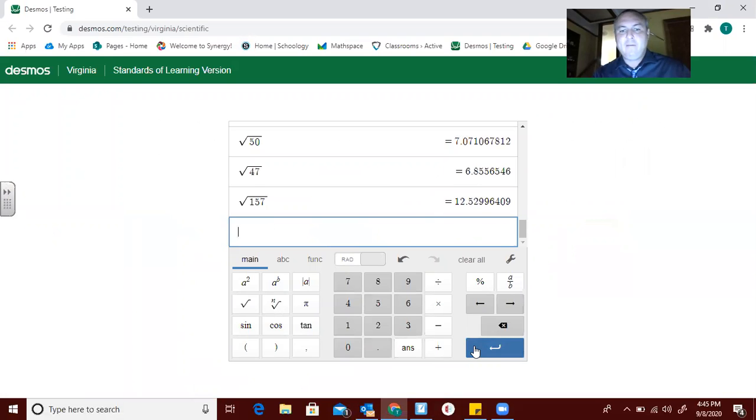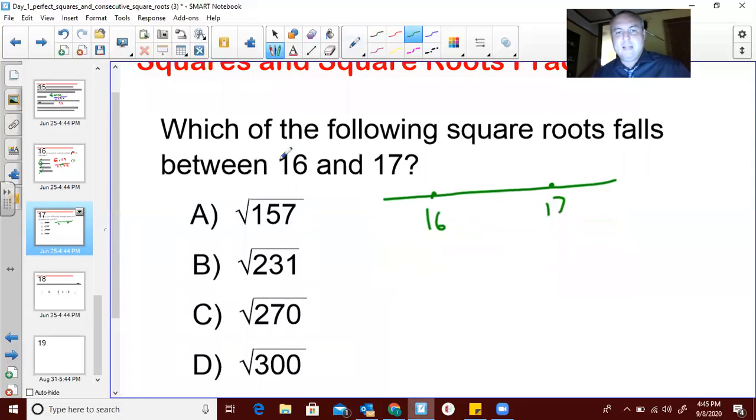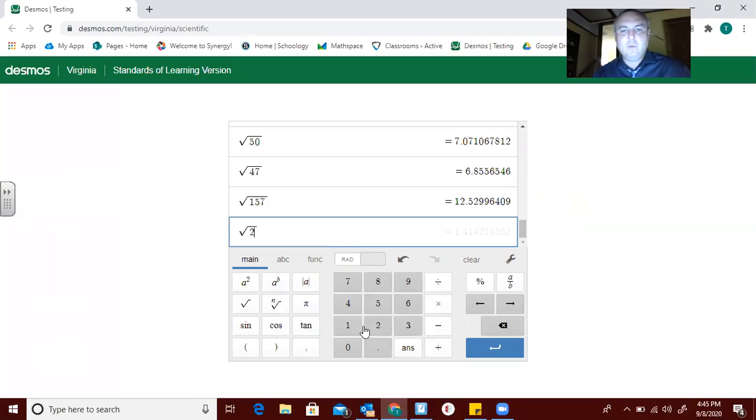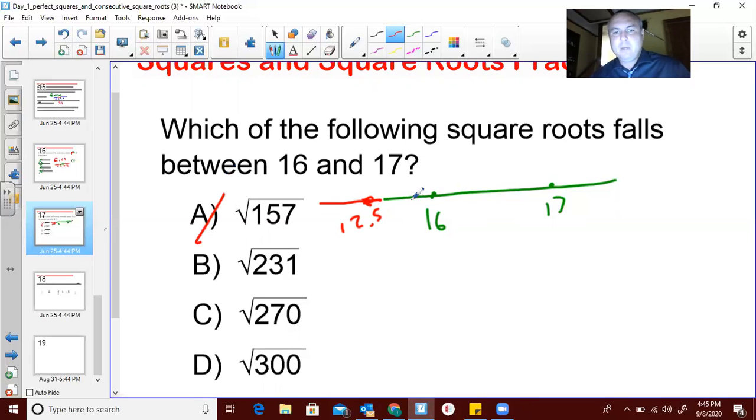And we get 12.529. Well, that's way down here somewhere, 12.5. So it's not going to be A. Let's give B a shot. Square root of 231 is 15.19, rounded off at the tenth. So that's going to be a little bit closer, but that's still not in between 16 and 17. We need it to fall somewhere in here. So no, it's not B.